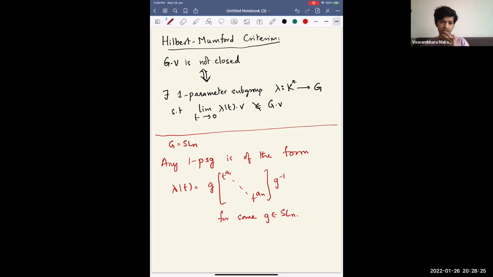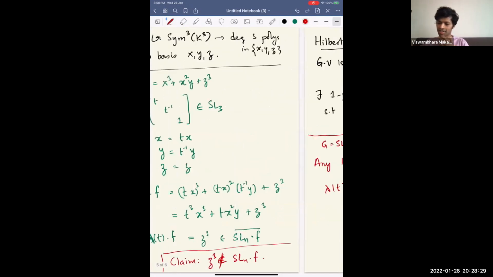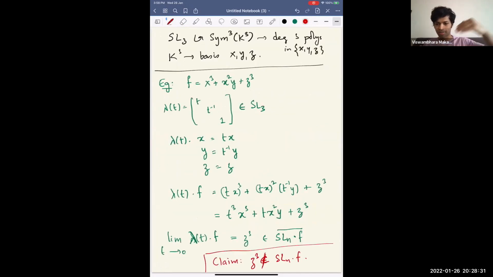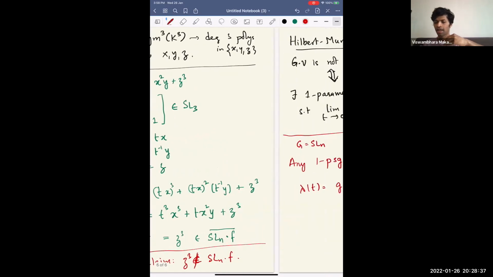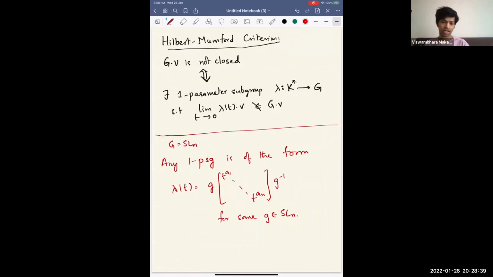So if you looked at the example that I told you, there I didn't do any conjugation, but here this one parameter subgroup was just a diagonal matrix where the diagonal entries were some powers of t. And if I look at it in more generality, it's basically those things up to some change of basis. That's what all one parameter subgroups are.